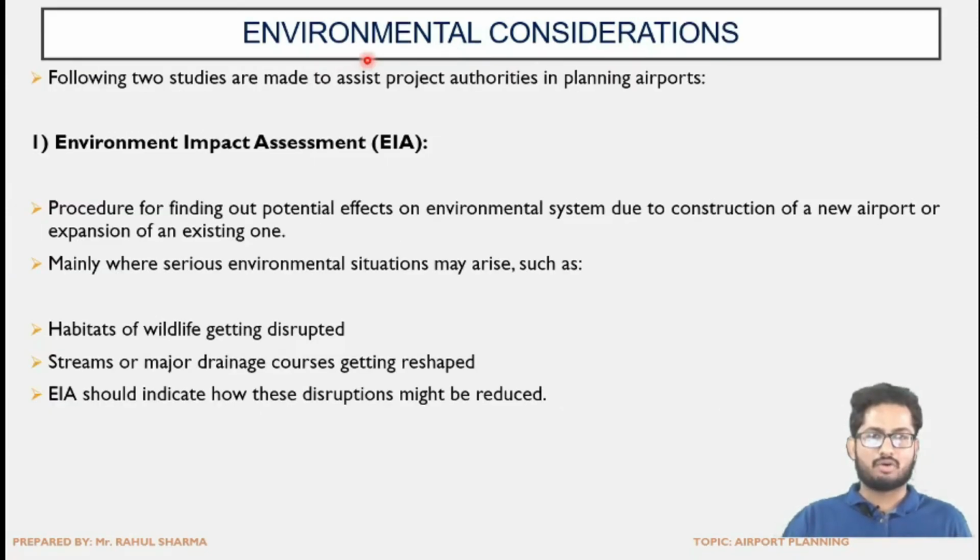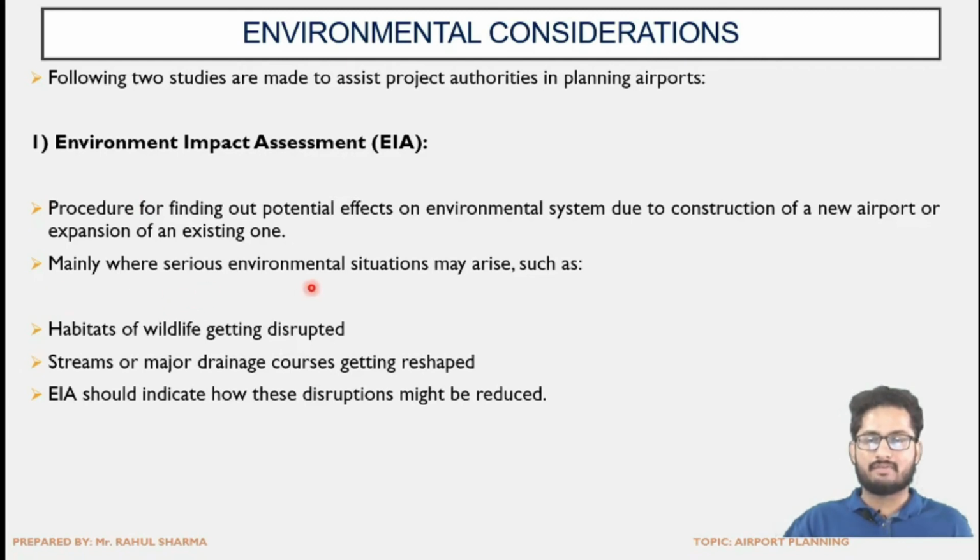Next, and the last topic of this chapter and also of this session, is the environmental consideration for the airport. The following two studies are made to assist the project authorities in planning of the airport. One is EIA and one is EIS. First is EIA, that is the Environment Impact Assessment. It is the procedure for finding out the potential effect on the environmental system due to construction of a new airport or expansion of an existing one. So this includes what would be the ultimate effect on the environmental system by constructing a new one or by modifying an existing airport.